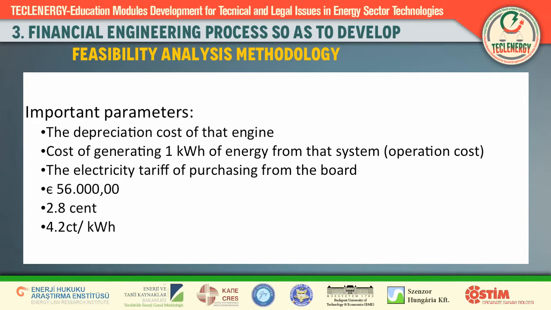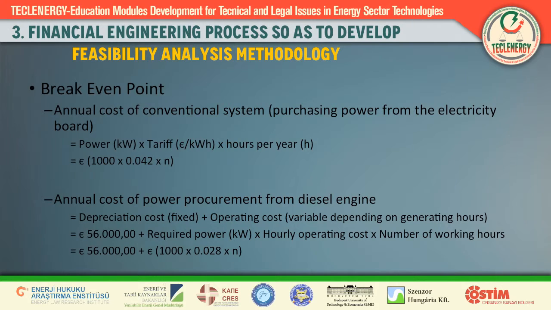It must be determined if it's worthwhile to purchase electricity from a newly designed system or not. An example is given in the slide. At that point, some parameters and their numerical values are important while making an analytical comparison. Due to these values, the minimum number of power purchasing hours per year has to be calculated that will make the diesel engine feasible. Now it's time to equate the first mathematical expression to the second one to find the minimum number of power requirement hours which will make the investment reasonable.